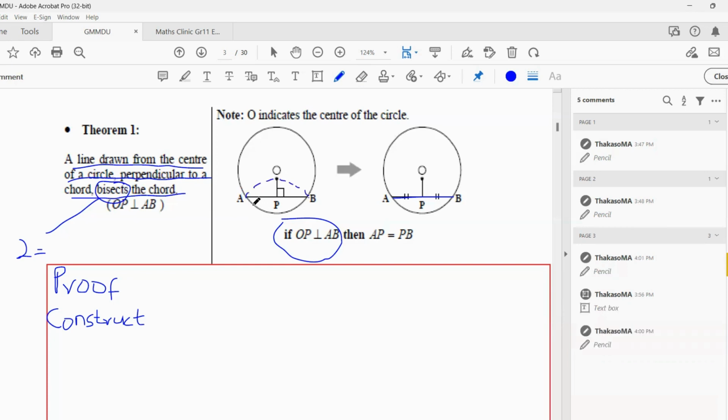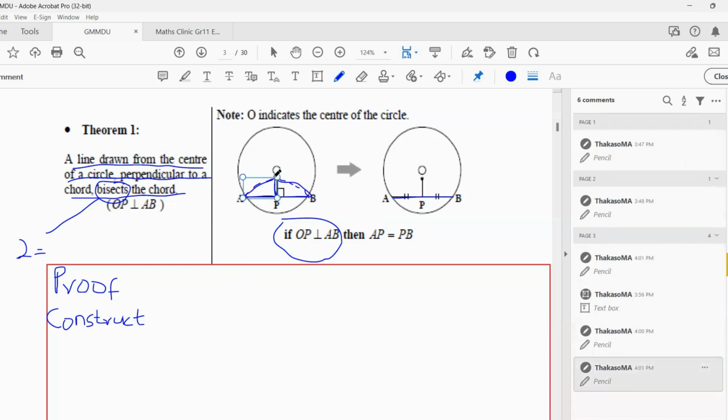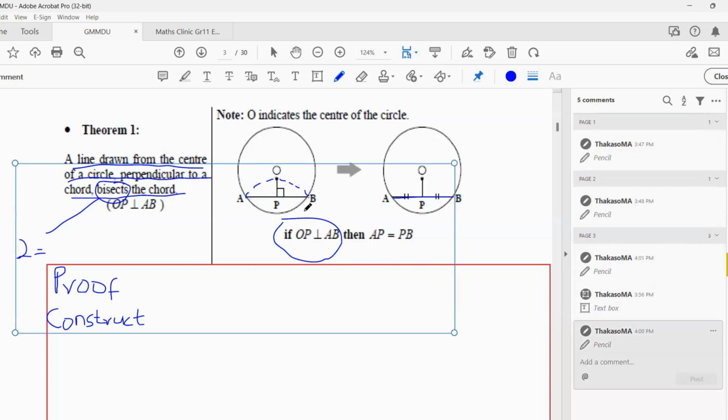We just constructed OA as well as OB. So then our focus is going to be on two triangles. That is triangle OPA as well as triangle OPB. All right. Okay, so let's have a look at that.